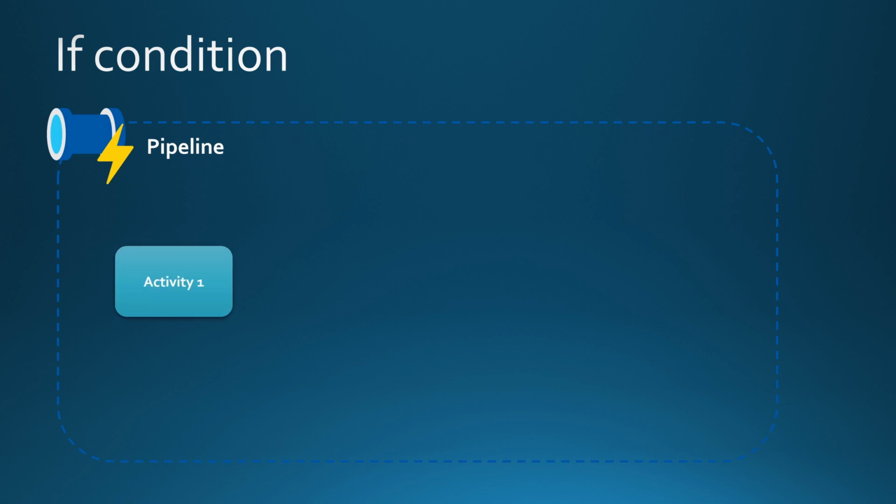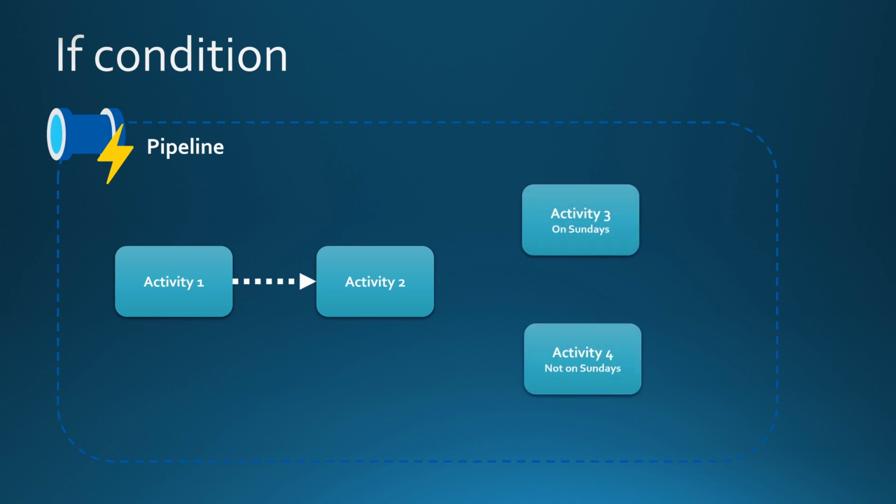In today's setup, we have a Data Factory pipeline. In that pipeline, we have activity 1 followed by activity 2. After the activity 2, we have activity 3 that we would like to run only on Sundays. And then we have activity 4 that we would like to run every other day than Sunday. So we don't want to run these activities on the same day. So how would we do this in Data Factory?